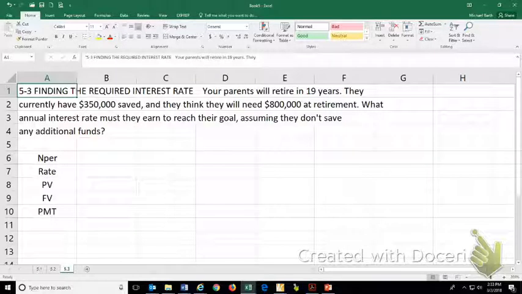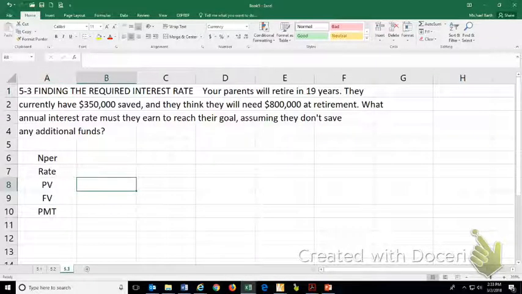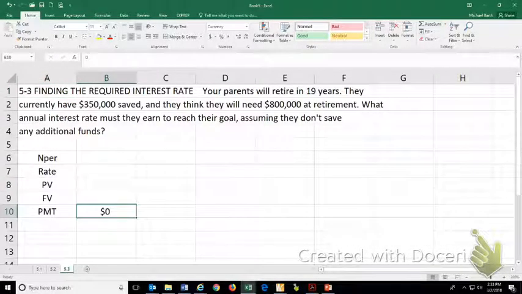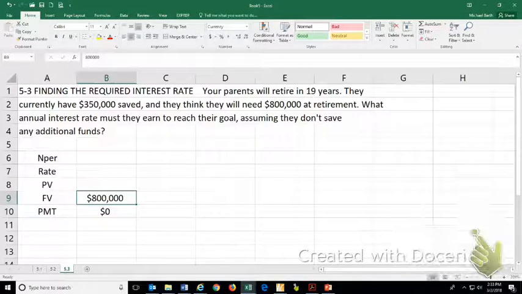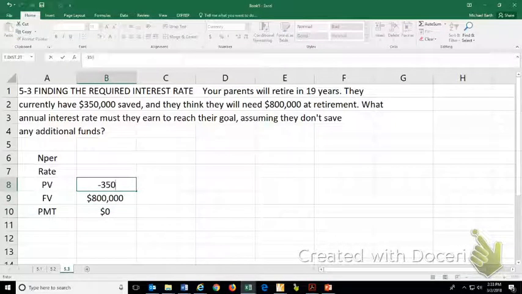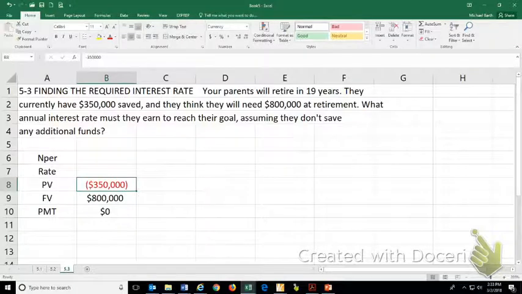So if they don't put any more money in there, what rate of interest have they got to earn on that $350,000 they already have to get it up to $800,000? Okay, so you're not going to add any other money. That's a zero. You want to be able to put $800,000 back into your pocket. You've taken $350,000 out of your pocket.